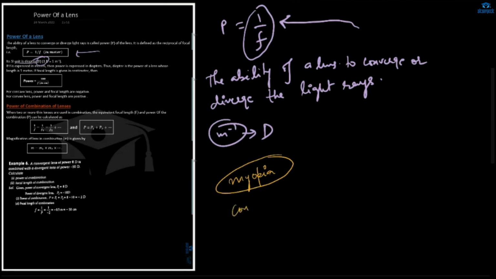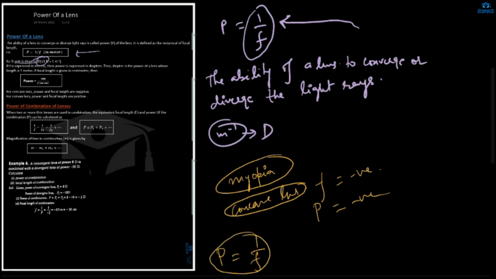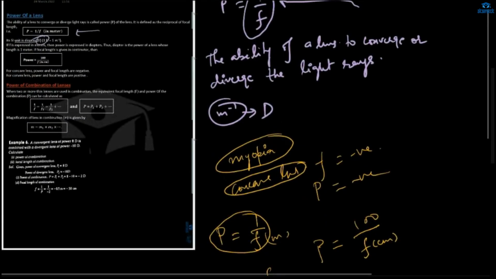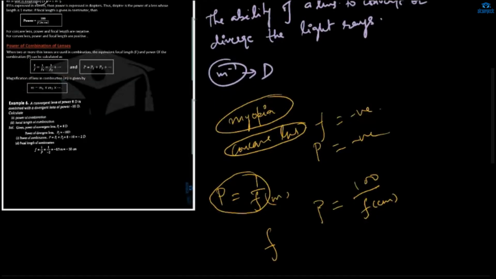So we get a concave lens, and for a concave lens, F is negative, so power will be negative. Why? Because the formula for power is 1 by F. If F is given in meter, it is 1 by F. If focal length is given in centimeter, then the power of the lens will be 100 by F in centimeter. And the unit for power is diopter, represented by D.